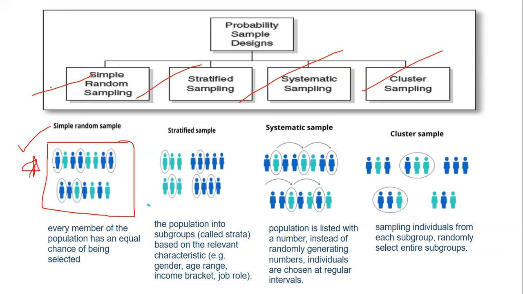Then we have stratified sampling. Here the students get a bit confused. When we say stratified, it means we put the samples into strata. And what is strata? Strata are nothing but subgroups based on relevant characteristics. Basically, the population is divided into subgroups based on various characteristics, that is gender, age, range, depending upon what study area you are in.